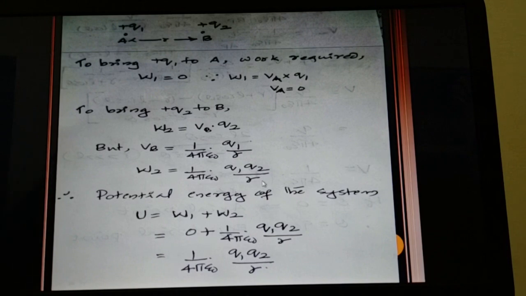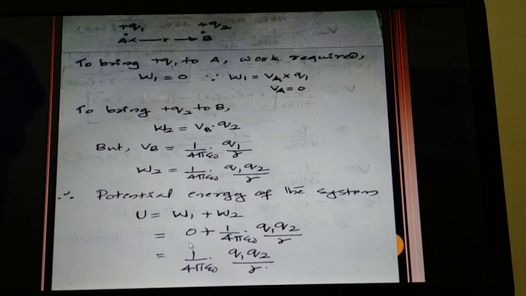So we have a two particle system and we have calculated the work required to bring those two charges from infinity to their respective points separately, that is W1 and W2. Now you can calculate the total work required to bring both the charges, that is W1 plus W2. And by the definition of electrical potential energy, the electrical potential energy is equal to W1 plus W2. That is U is equal to W1 plus W2.